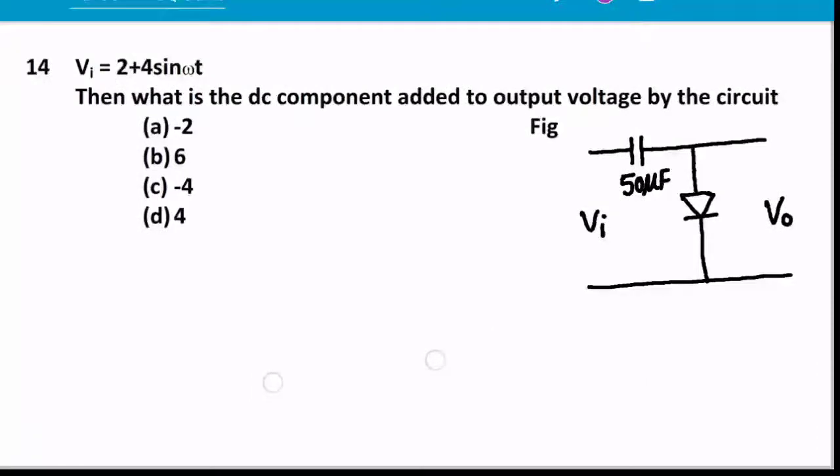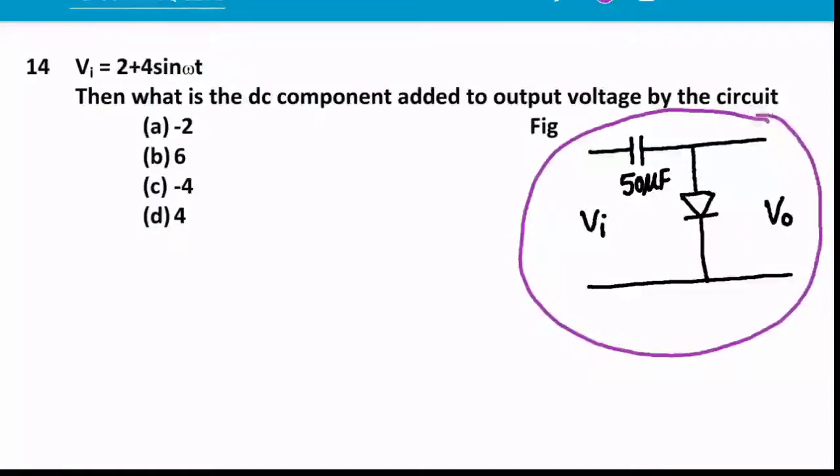Next question, number 14. Vi is equal to 2 plus 4 sin omega t, then what is the DC component added to the output voltage by the circuit? Here is the circuit, and what is the DC output added by the circuit? What circuit is this? This one is a negative clamping circuit.